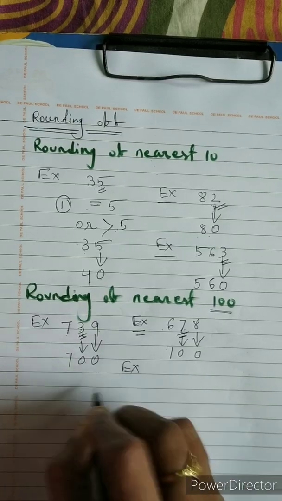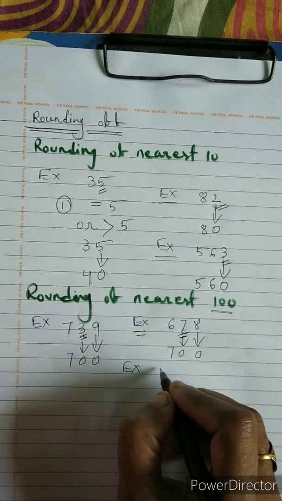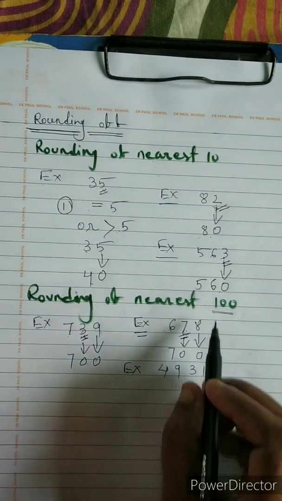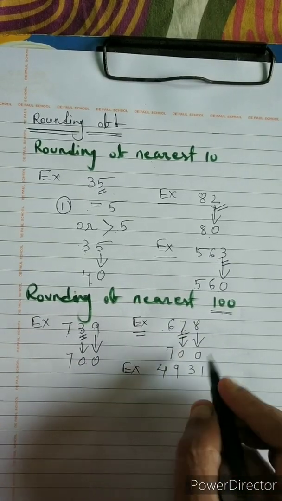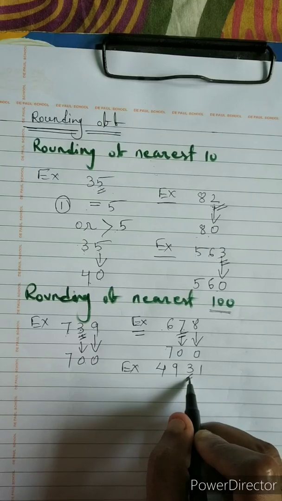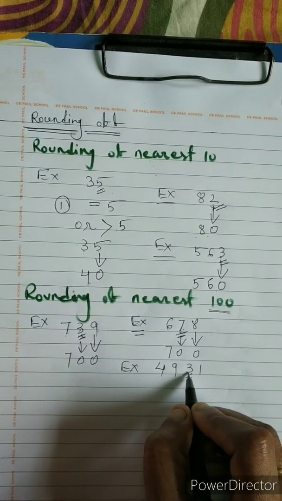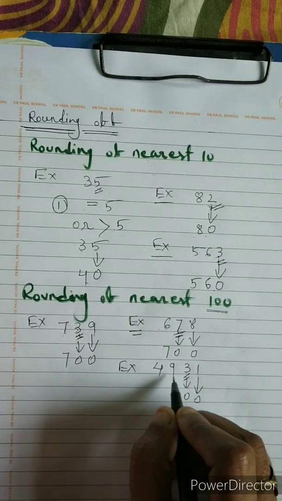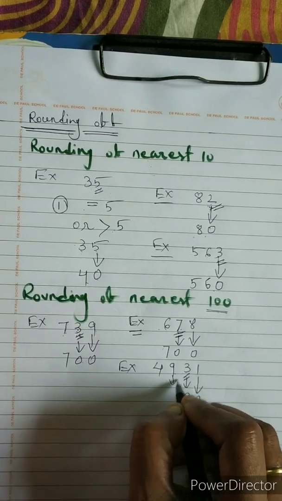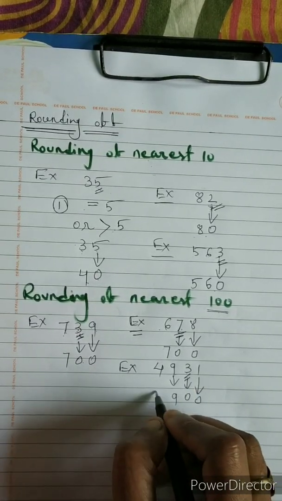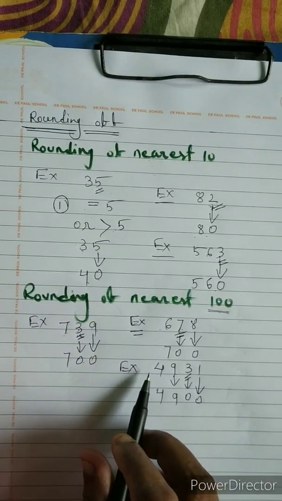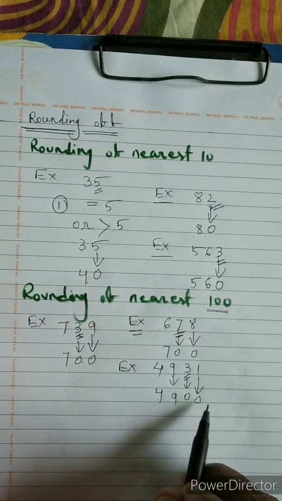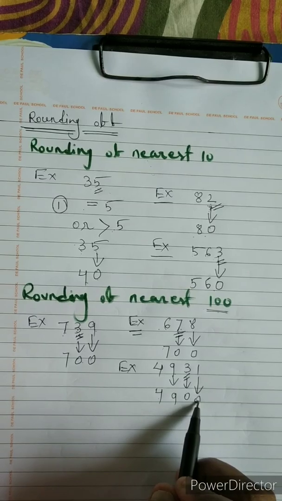Suppose I will take a third example. Suppose this is a 4-digit number, 4, 9, 3, 1. Now you round off to the nearest 100. How do you do that, children? Same process. The tens place digit we compare with 5. Because 3 is less than 5, the ones place is your 0, the tens place also your 0, and the 100 place has no change. That means 9 only, and this is your 4. So what is that? 4931 rounded off to the nearest 100 is 4900. Understood, children? I hope you all understand that.